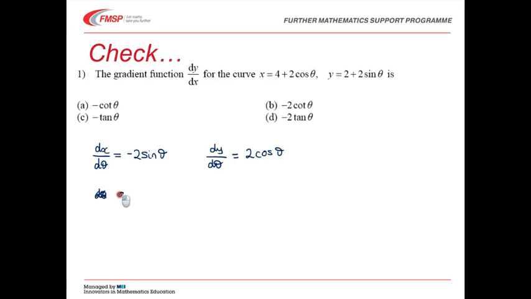dy by dx is dy by d theta divided by dx by d theta, and that is 2 cos theta over minus 2 sin theta, which is minus cot theta again. So that's A.